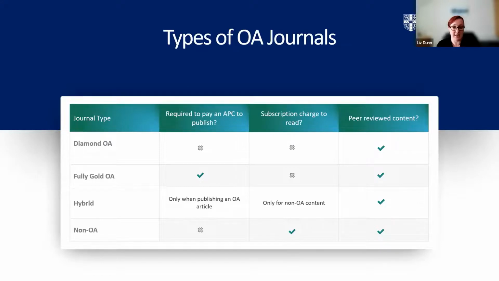Importantly, you'll notice that each of these journals has the peer review content column ticked. So regardless of the journal model, peer review is an integral part of each of them. And the standard and quality of peer review should not vary regardless of the journal's OA status.